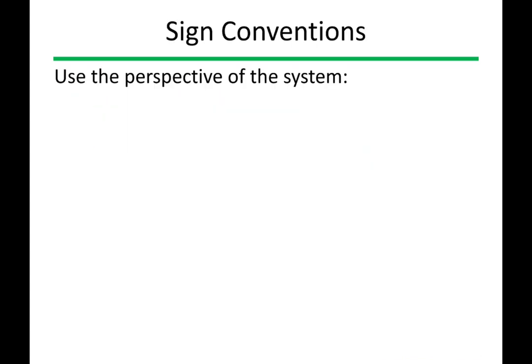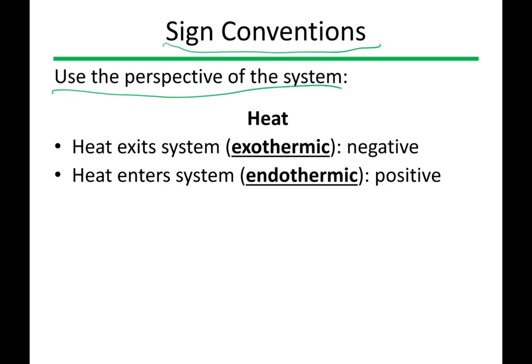Something that'll become really important and actually might differ depending on the discipline that you're in are the sign conventions. So these sign conventions that we're going to talk about are going to be specific to chemistry. You might see them differently depending on how your discipline is defining systems and signs. So for us, we're going to always use the perspective of the system. So when we're talking about heat, if heat is exiting the system, we're going to call this exothermic. And we're going to give it a negative sign. So we'll have a negative Q.